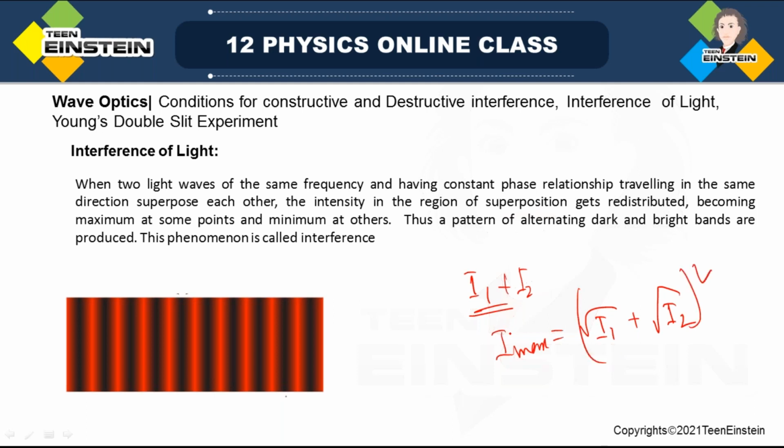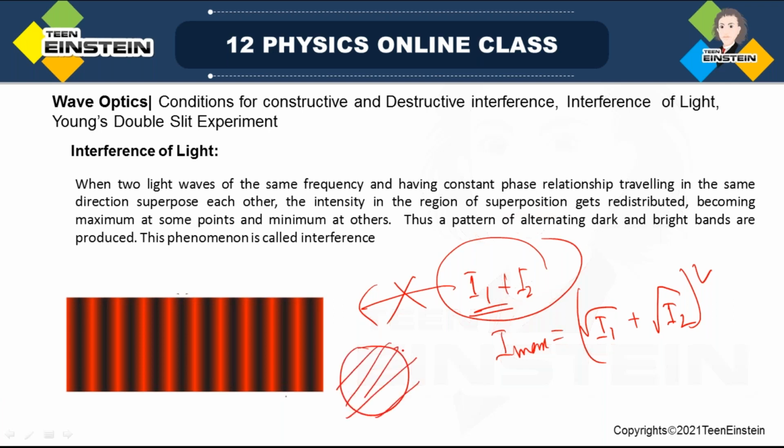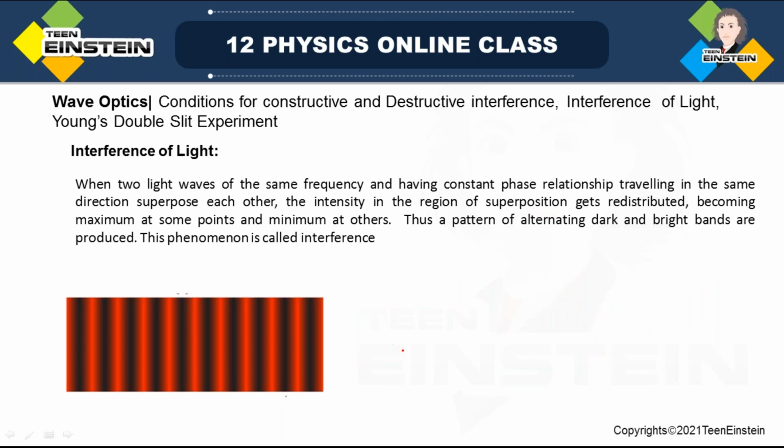So if this would have happened, then you would not see this kind of alternating bright and dark pattern. You will see general illumination, like when you illuminate any place with your torch. What you see is just a round shape, uniform light. So it is not the case here.